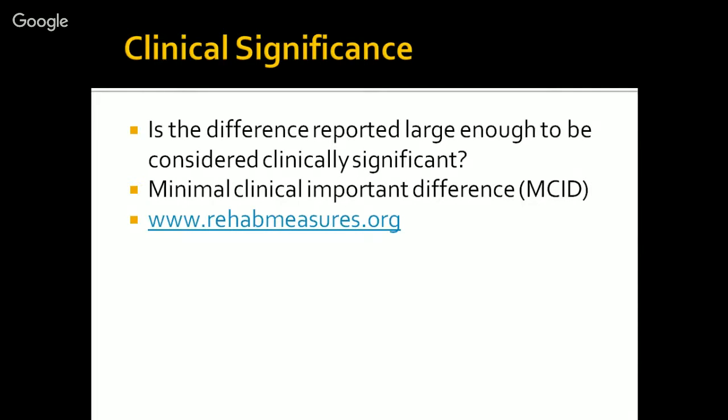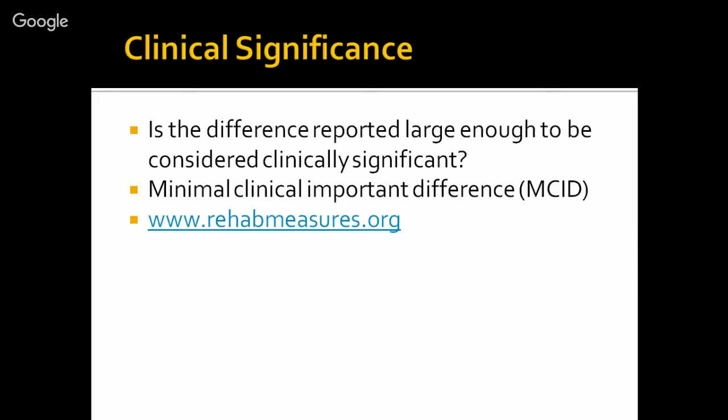Then you will understand whether the between group difference is bigger than the MCID. If it is smaller than the MCID, then the difference in results is very minimal or negligible. So it is actually not a big difference for us to consider for our patients. In some cases, you may not find MCID values either in the given article or in rehabmeasures.org.